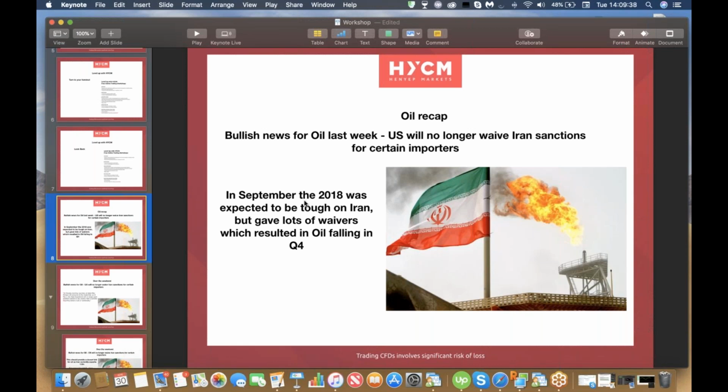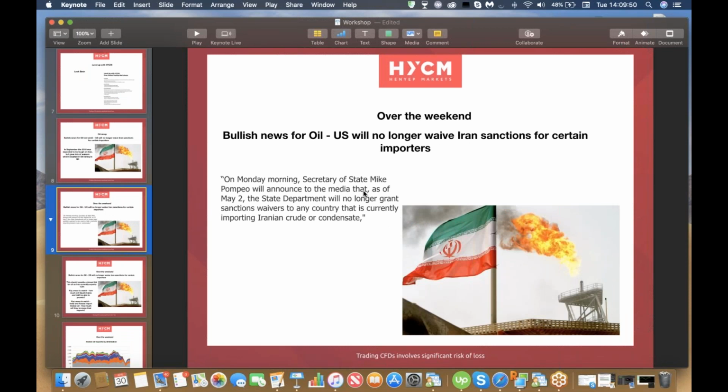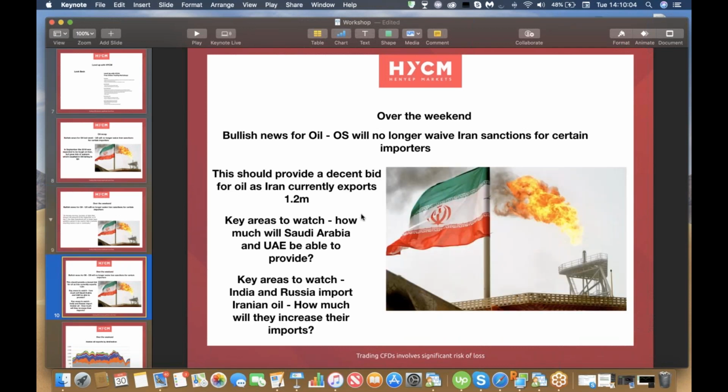Now in September 2018, the US was expected to be tough on Iran, but they gave lots of waivers. So now they're reversing those waivers that they gave. And Secretary of State Mike Pompeo announced to the media that as of May the 2nd, that's coming up in 2 days, the State Department will no longer grant sanction waivers to any country that's currently importing Iranian crude or condensate, okay? So this should provide a decent bid for oil.